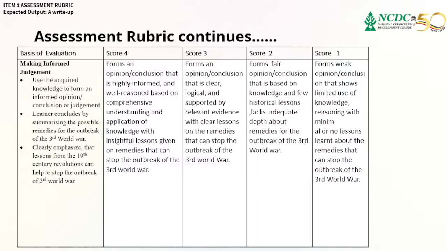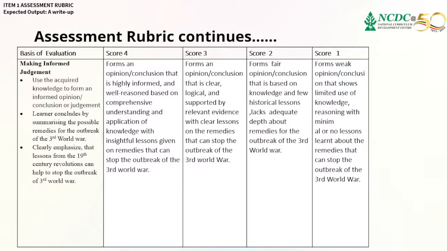Part 3 of the rubric, making informed judgments. Under this, the learner will use acquired knowledge to form an informed opinion or conclusion of the judgment. The learner concludes by summarizing the possible remedies to avert the outbreak of the Third World War.